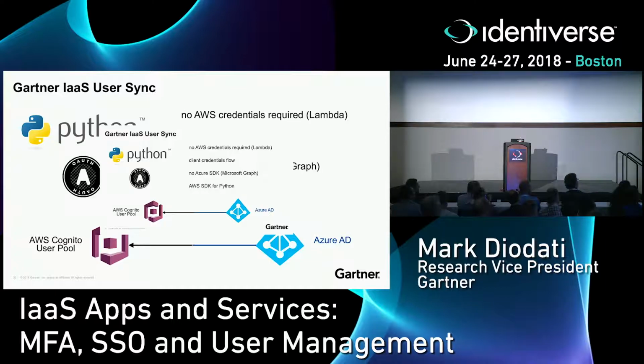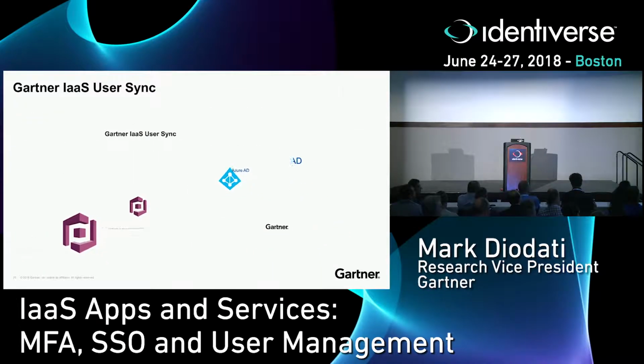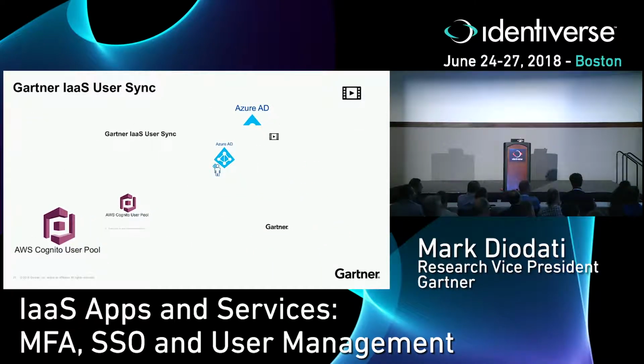Let's take a look at this first application. It was written in Python, and I don't have the video here to show you because that's not on the thumb drive. But essentially what it does is it uses a client credentials flow to synchronize users from Azure AD into Cognito user pools. It does not need to use an SDK for Azure. You can use bare wire for Azure. It's simple REST calls, and if you're familiar with OAuth, you're good to go.